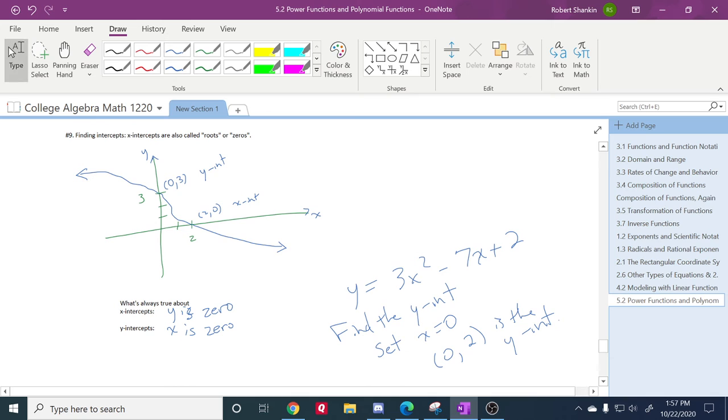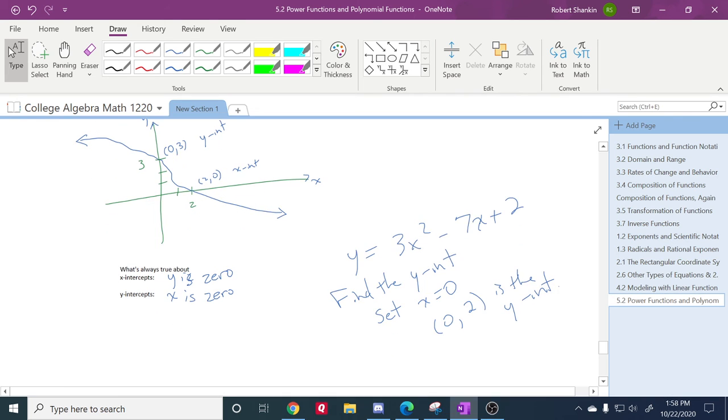Now there's a question that I didn't put on this, but I've just stated verbally. Can a function have more than one x-intercept? And can a function have more than one y-intercept? Discuss this briefly in your chat while I type it up.